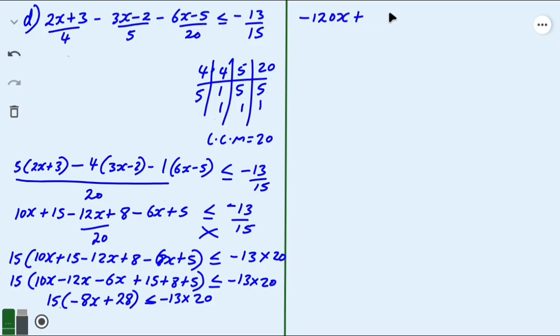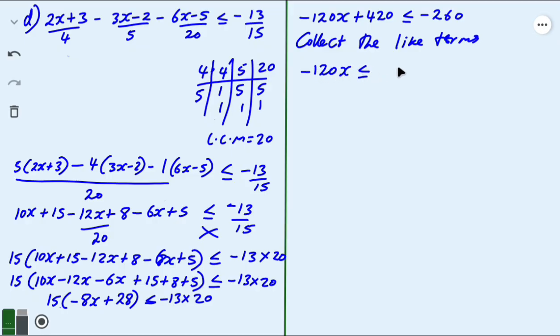Plus 15 times 28 is going to give us 420. Less than or equals to minus 13 times 20 will give us minus 260. So the next thing we need to do is to collect the like terms. So if you collect the like terms, we're going to be having minus 120x less than or equals to minus 260 plus 420. Let's just rearrange this for easy evaluation.